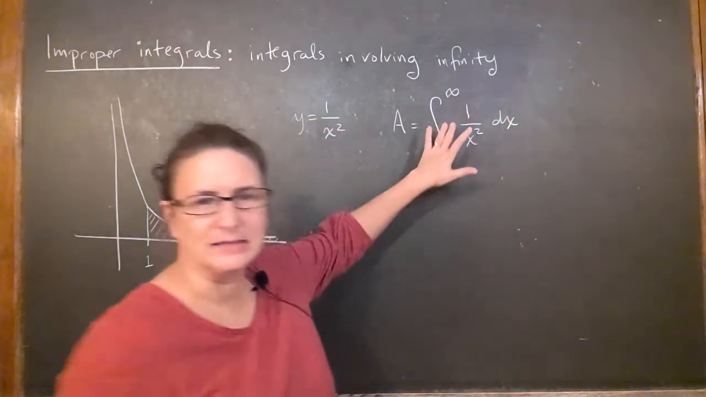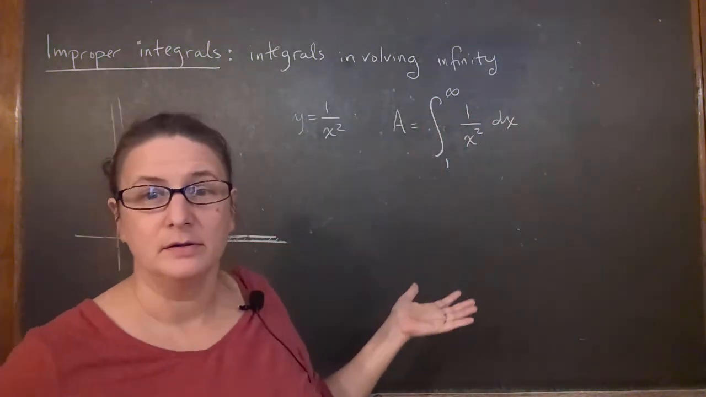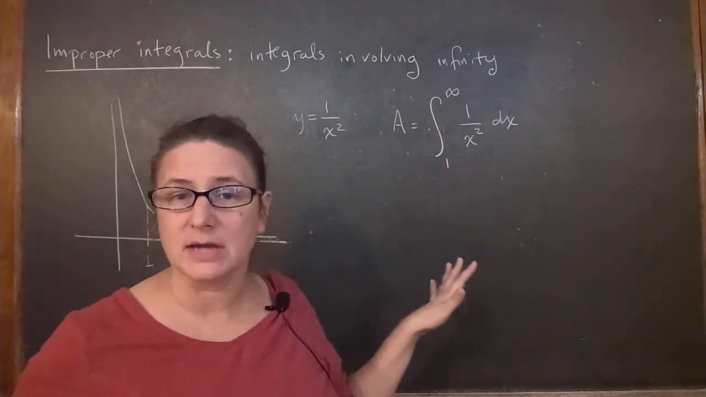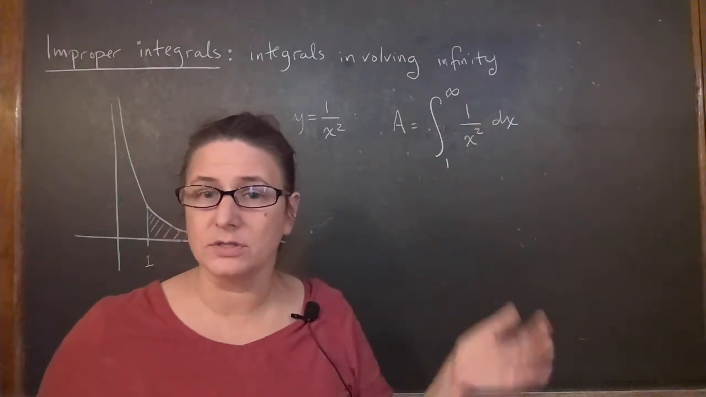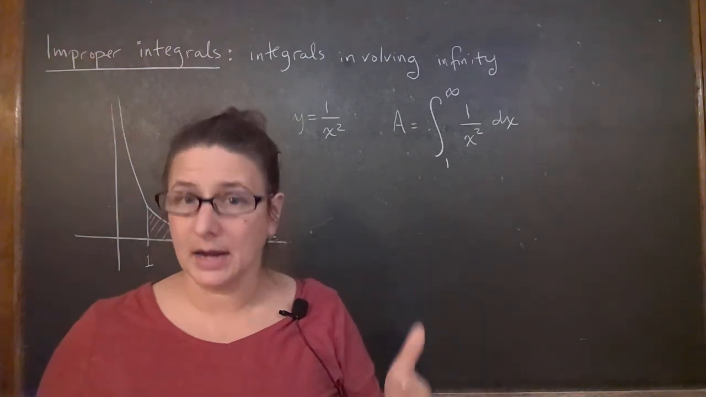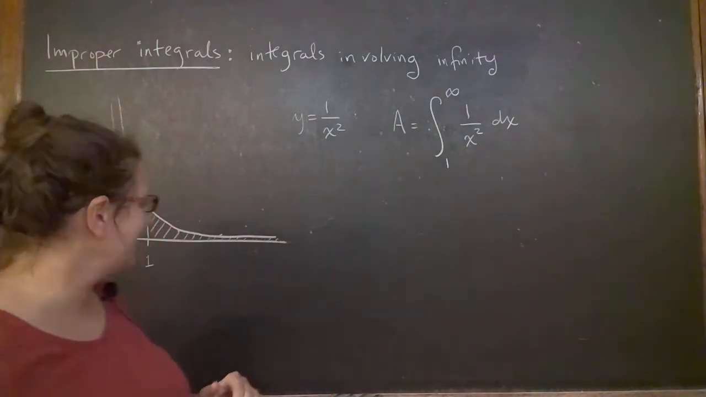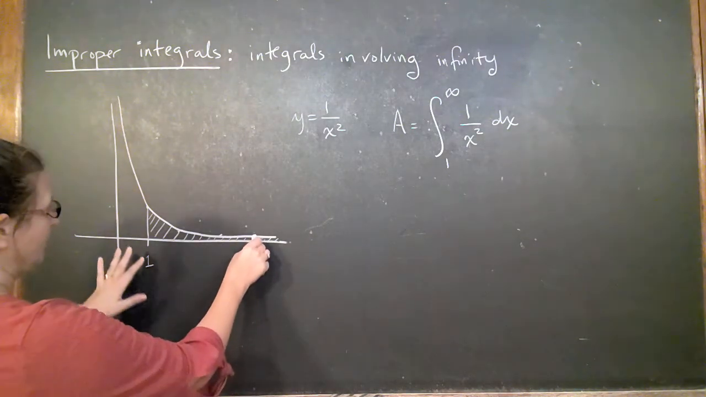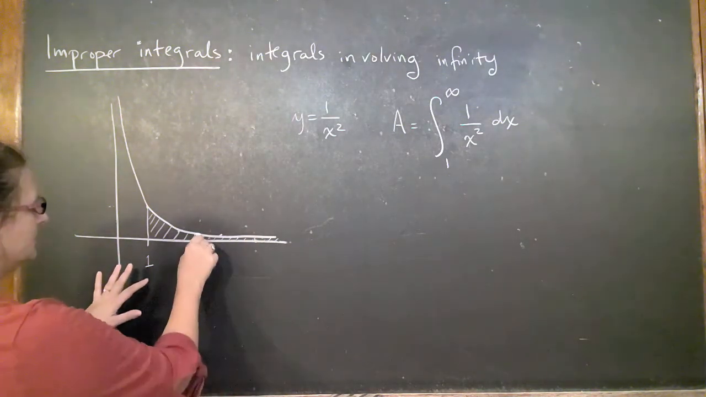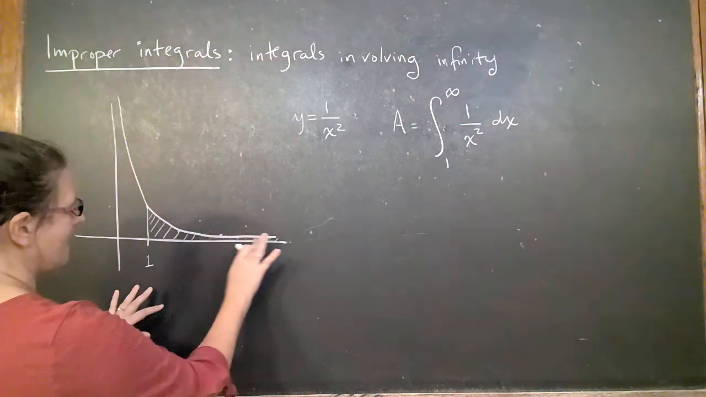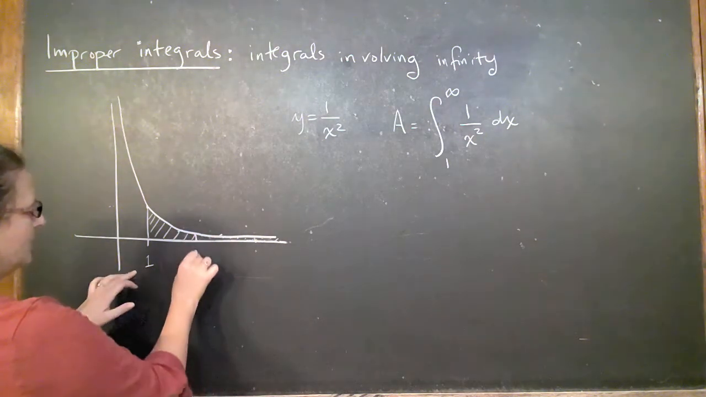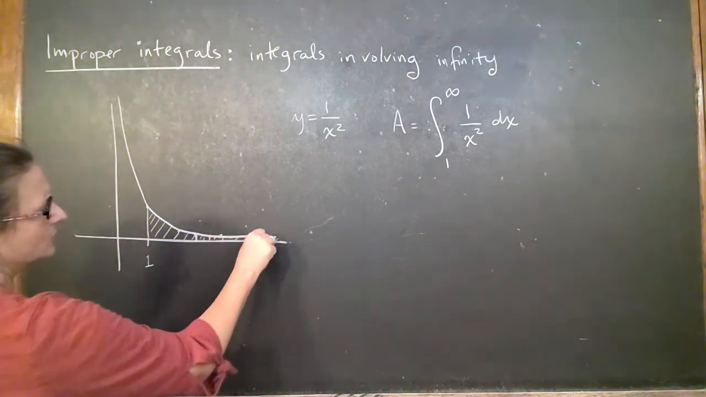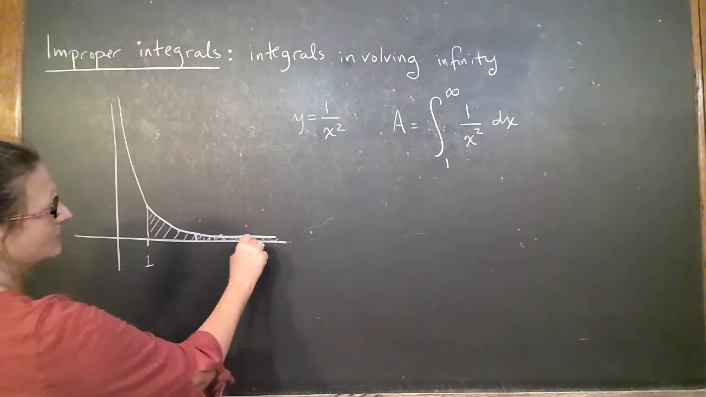Okay, but I can't write this, right? I mean, I wrote it, but I haven't defined what that means. That doesn't mean anything to us yet because we only defined integrals in terms of finite areas. But what I can do is define it for a finite area from 1 to, let's say, instead of going all the way out, just to here. That's t. And then maybe I go a little further, and a little further.